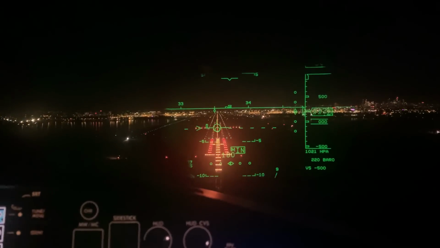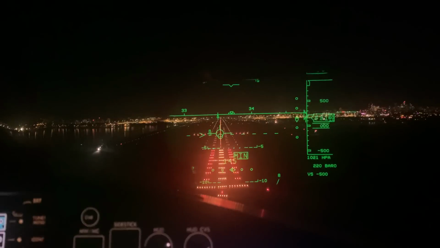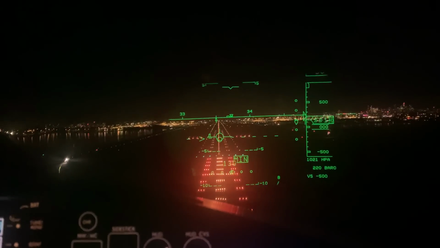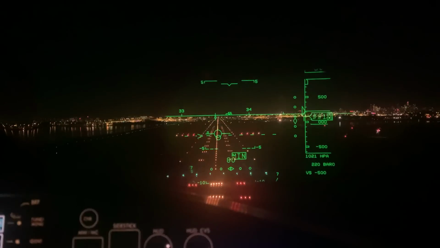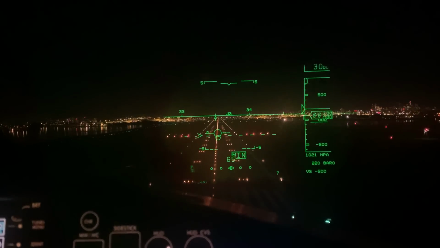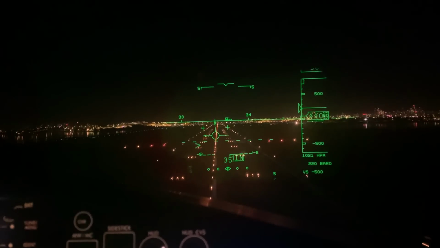Minimum. That's checked. 100. 50. 100. 30.